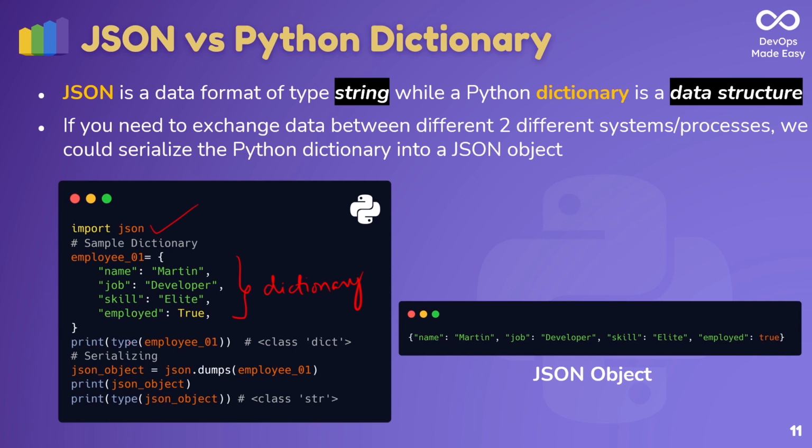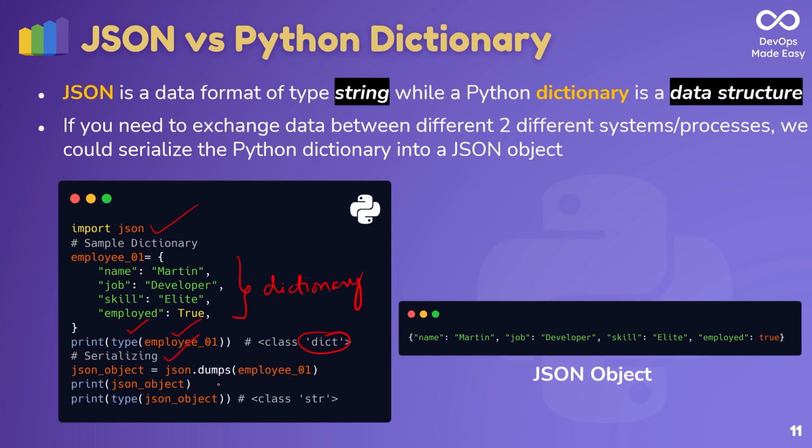Then, before serializing this dictionary, I'll check the type of this employee1 object. I'll use the type function and pass the employee1 variable name to it, and that will show me the class as dict. Then I'll serialize it using JSON.